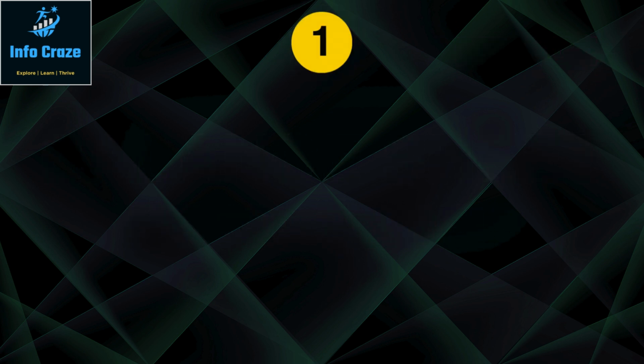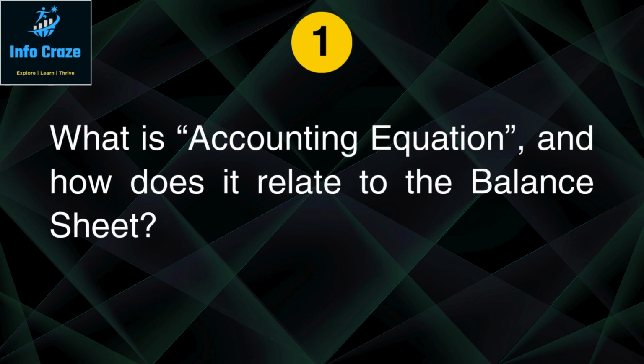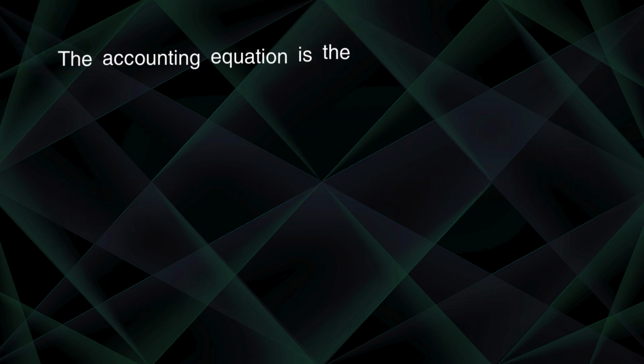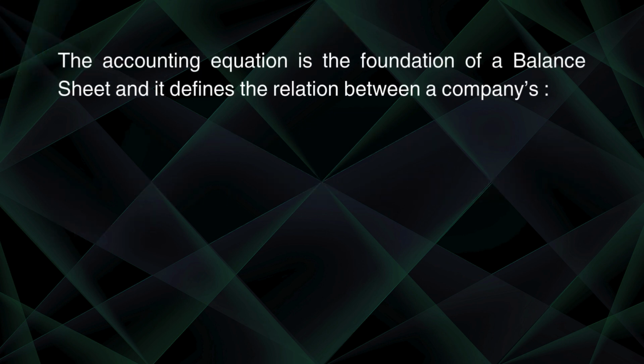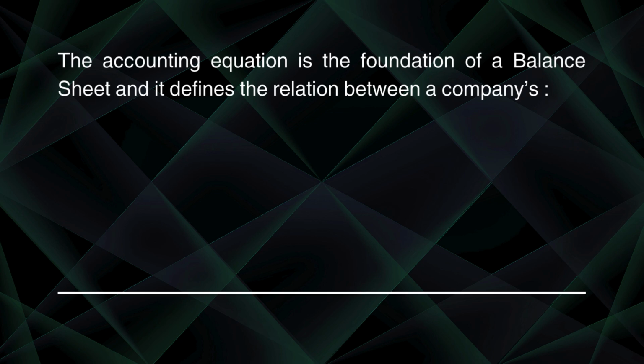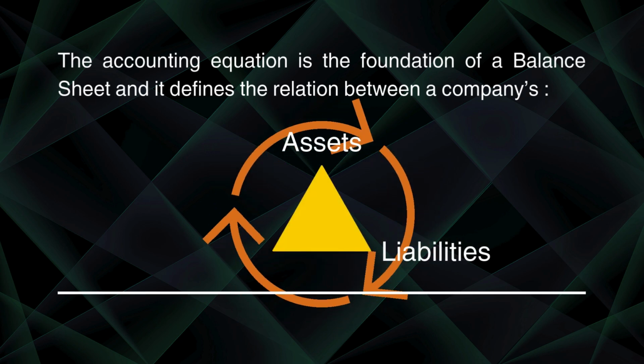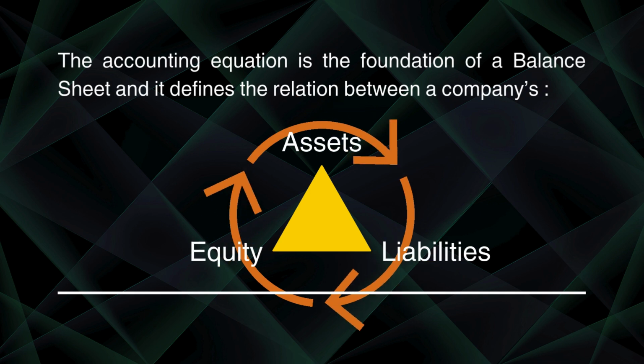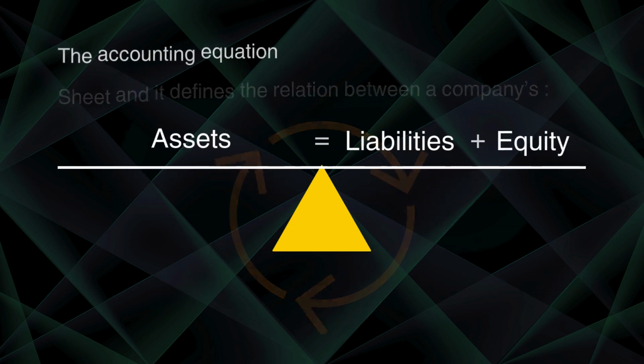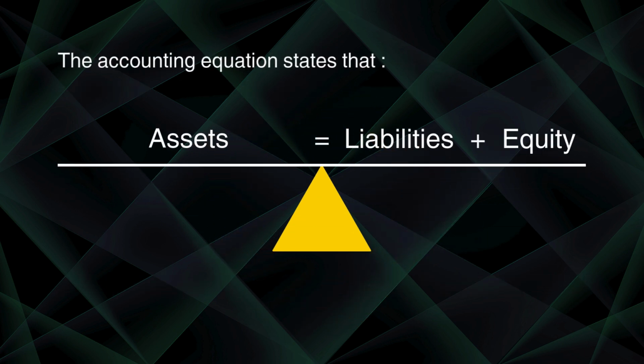Question number 1. What is accounting equation and how does it relate to the balance sheet? The accounting equation is the foundation of a balance sheet and it defines the relation between a company's assets, liabilities, and equity. The accounting equation states that assets are equal to liabilities plus equity.